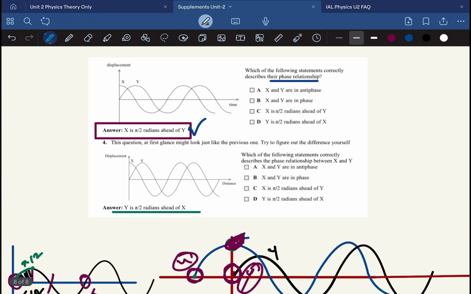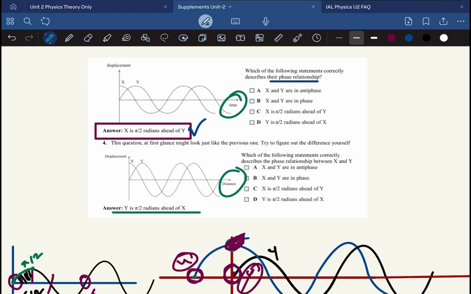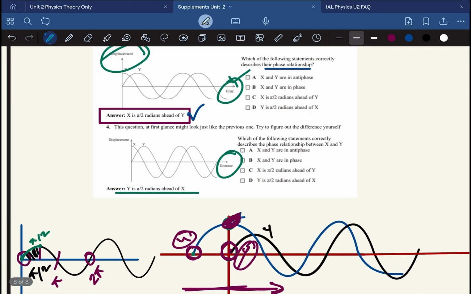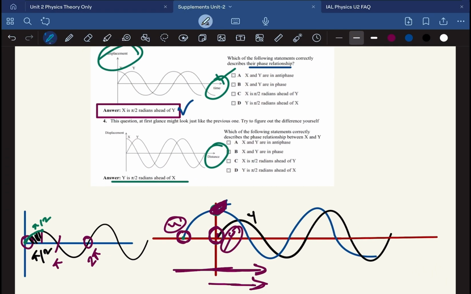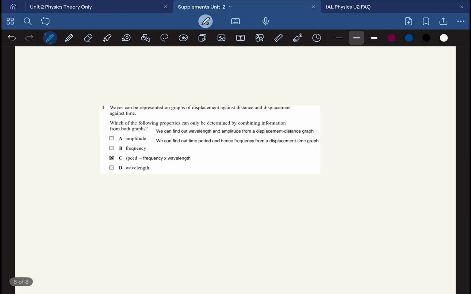Now the difference in these two questions has been this time and this distance. When there is a displacement-time graph, we will compare vertically, and when there is a displacement-distance graph, we will compare horizontally. Now this is not the end. Let's have a look at a similar question which we have seen in another year.